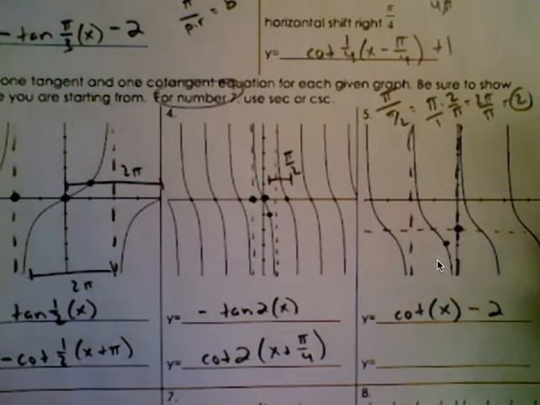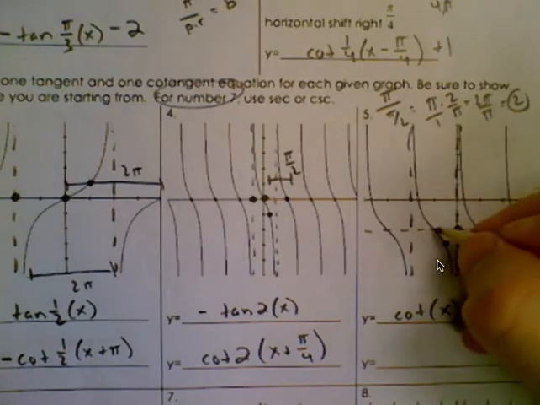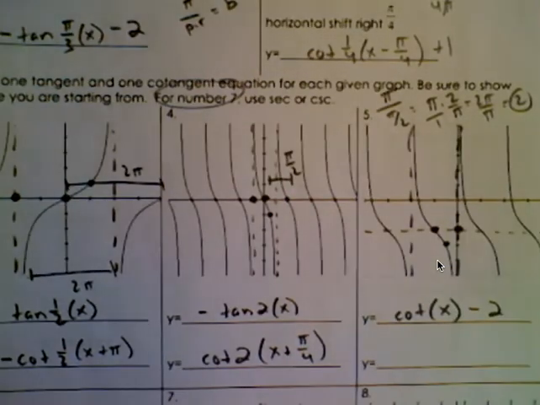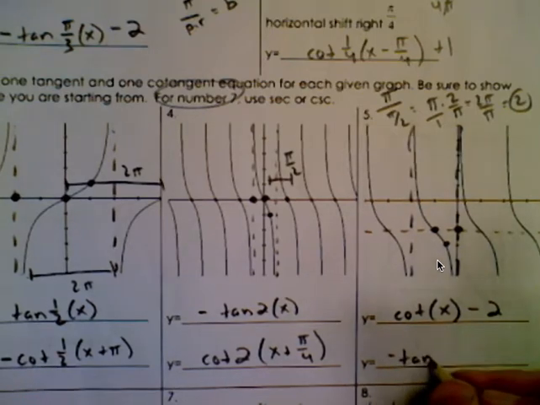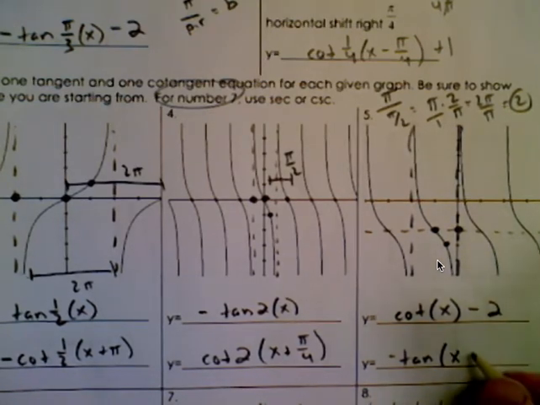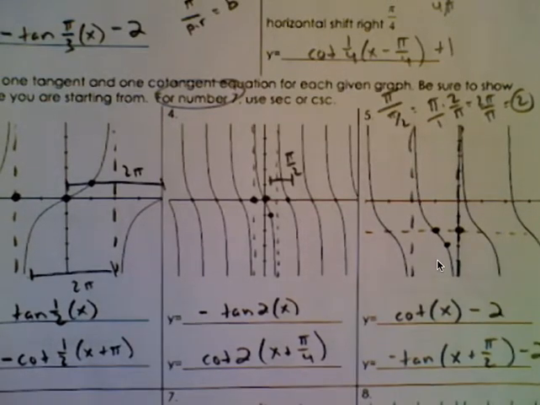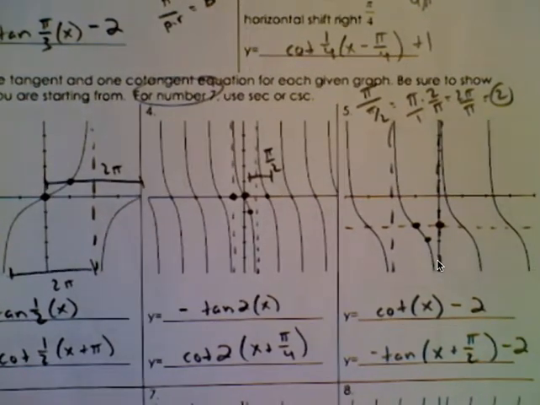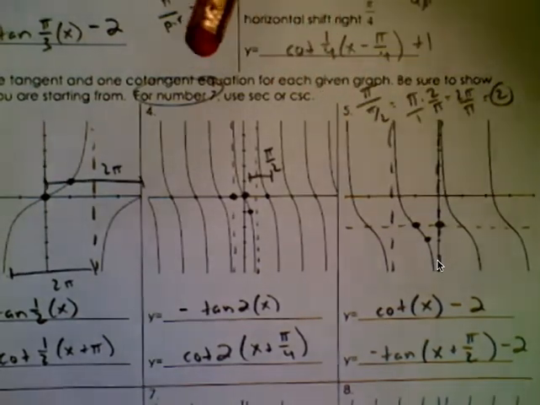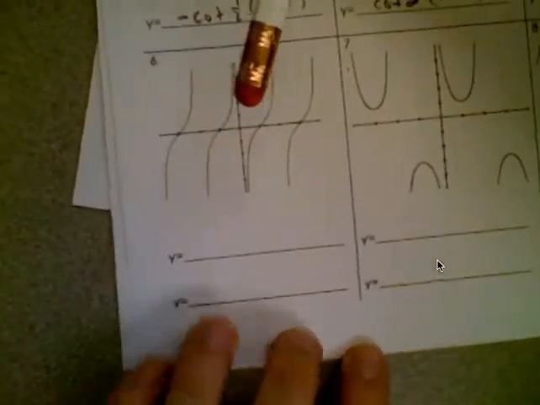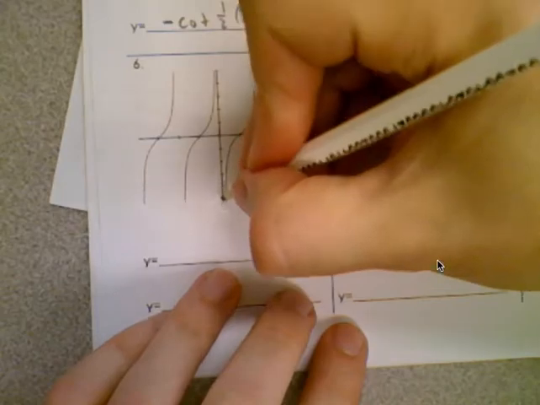If I want a tangent graph, I need to pick a spot that is on the midline. So like right there, at pi over 2. So this is a negative tangent graph because it's going down. It is shifted pi over 2 to the left, and it has a vertical shift of down 2. Let's do the same thing for number 6. Once again, I'm going to draw in some asymptotes.